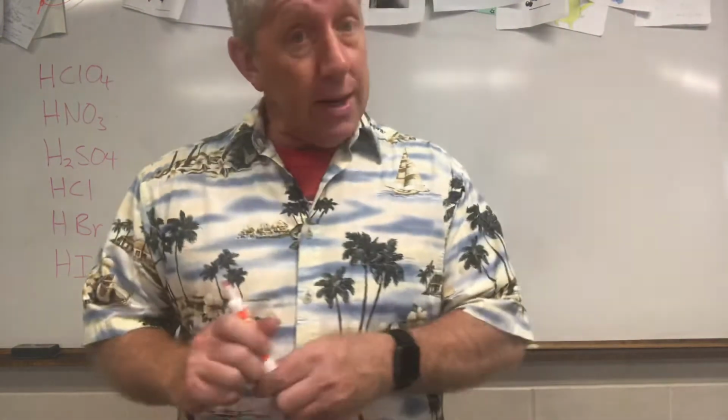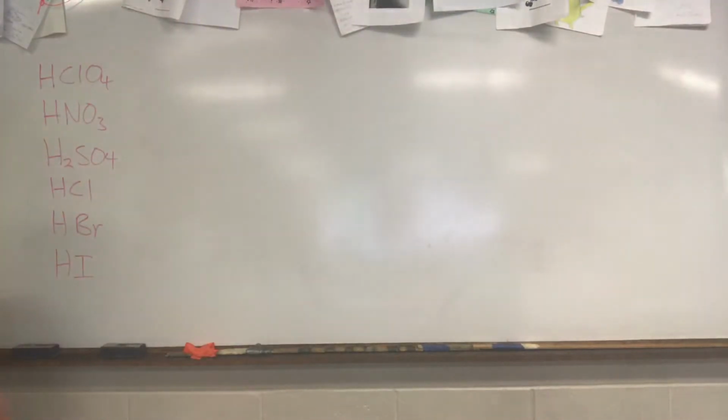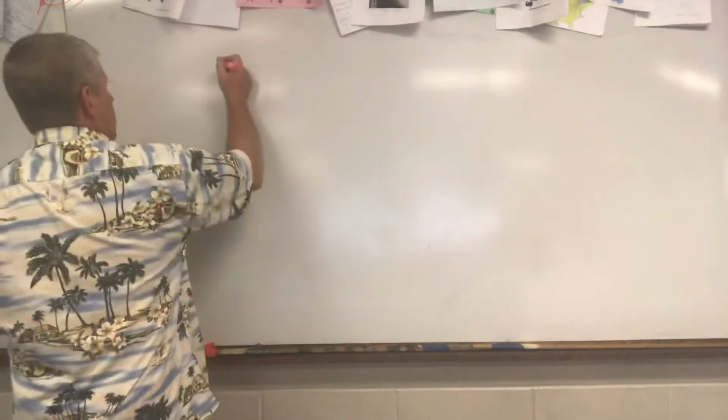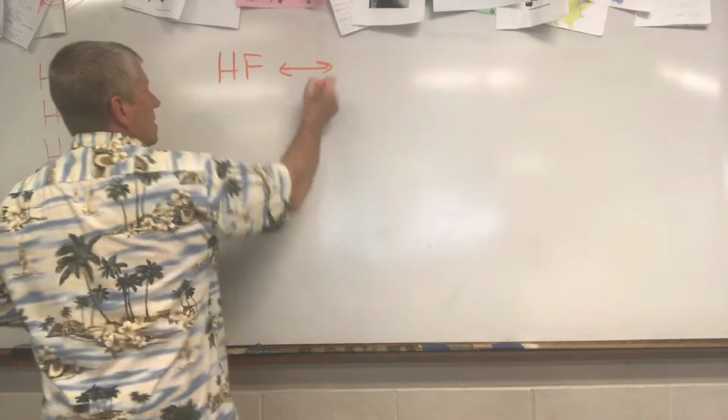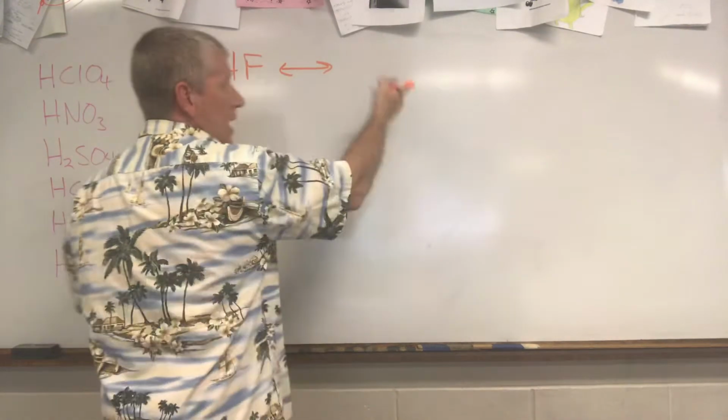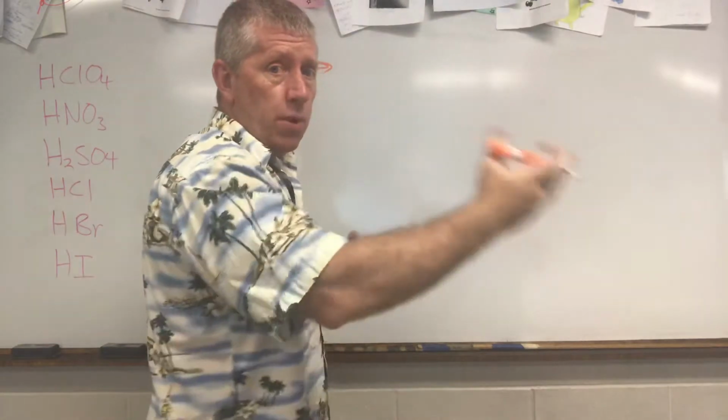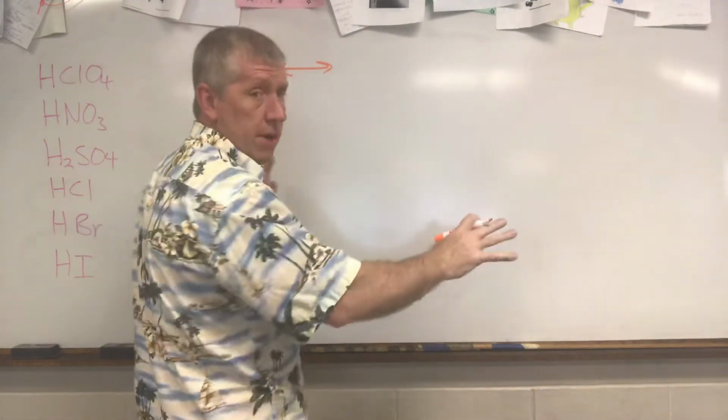All right, number 7. Calculate the percent ionization of 0.6 molar hydrofluoric acid. Hydrofluoric sounds like it should be a strong acid, but it's not. It's a weak acid. That means it will break down, but then reform. We'll have an equilibrium with it. It will not be an arrow in one direction.